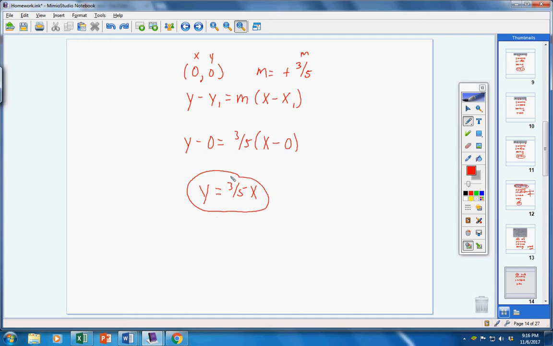Okay? And by the way, notice, I'm just saying that's a direct variation equation because it was the model y equals kx. K, of course, is 3/5. Okay? But you did not need to know that. I was just showing that to you. There's your answer right there for number 27. Y equals 3/5 x.